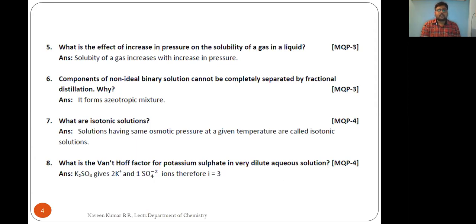Next question from the same model question paper 3. It is question number 6. Components of a non-ideal binary solution cannot be completely separated by fractional distillation. Why? A very interesting question. You need to recall from a concept of first PUC, that is purification techniques, what fractional distillation is.